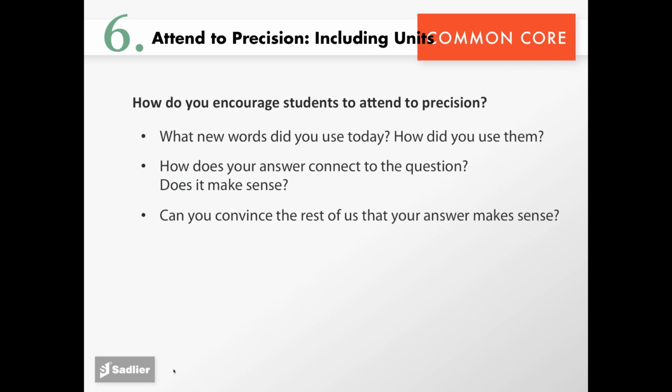So how do we encourage our students to attend to precision? Let's ask them, what new words did we use today, and how did we use them? Again, we're getting students talking about math and sharing their ideas. So if you remember, we can go back to that diagram that we had at the beginning of the presentation where students were collaborating and explaining and justifying their answer.